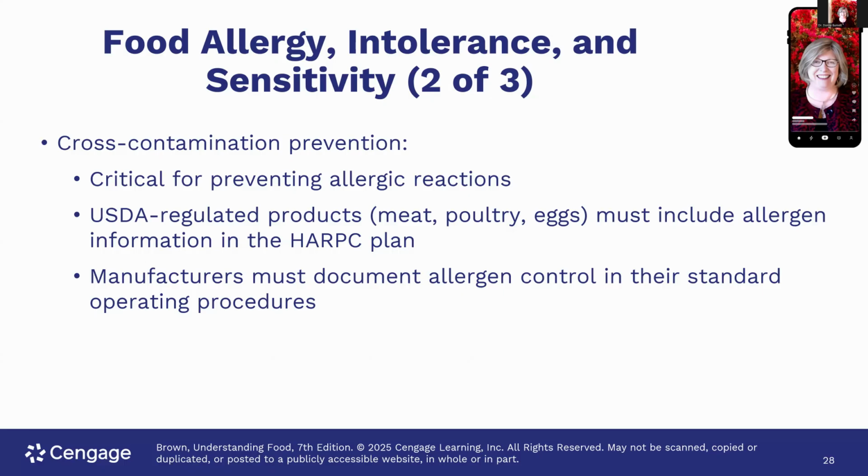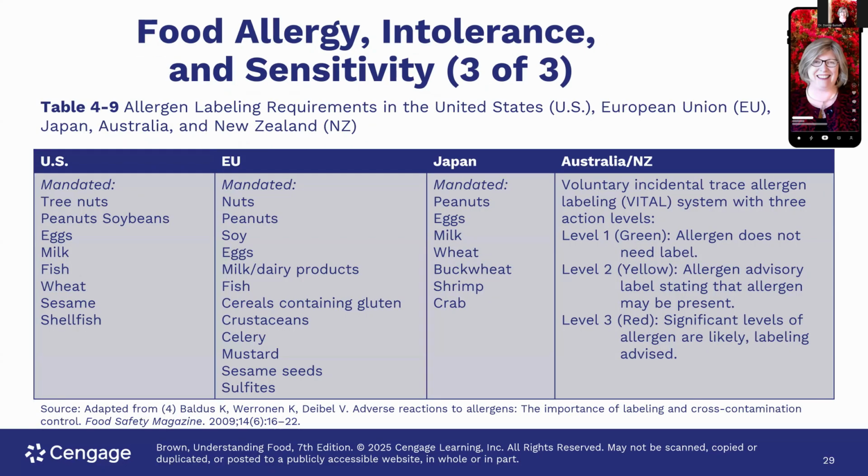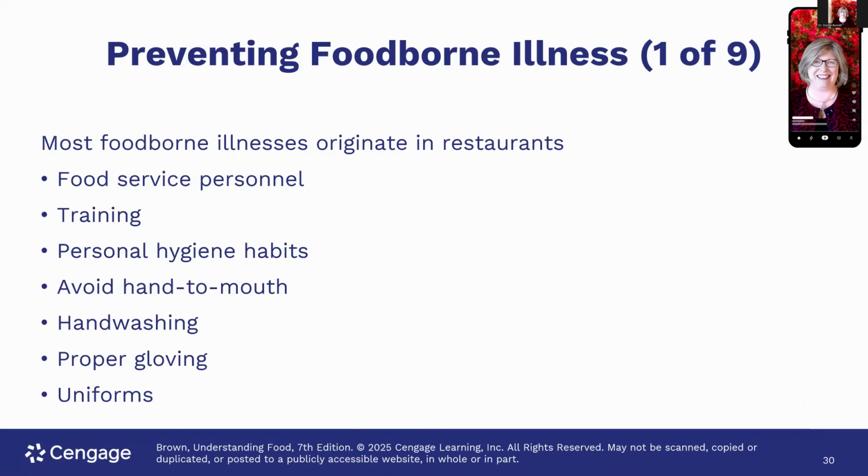USDA regulated products, meat, poultry, eggs, must include allergen information. Manufacturers must document allergen control in their standard operating procedures. Here's the table I was talking about, table 4-9, showing you what must be labeled in various countries. So we have our US mandated tree nuts, peanuts, soybeans, eggs, milk, fish, wheat, sesame, and shellfish. It's a little different in other countries, and you can look across this table and see the differences. At any time, you can always pause the video and review a little bit more, or you can look in your textbook.